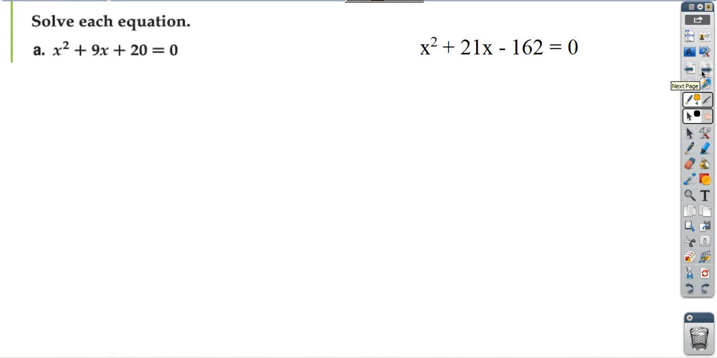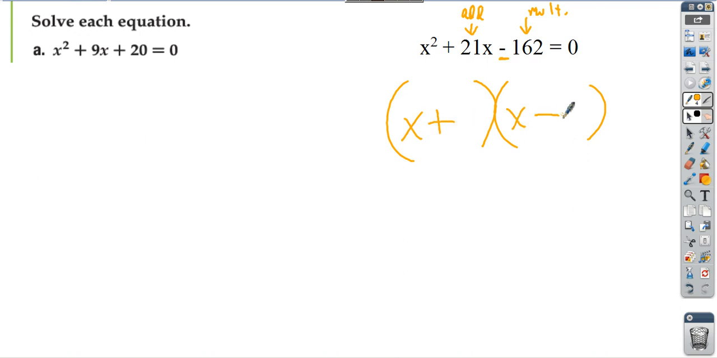Okay, we did a couple of those, so we'll skip that part. We'll do maybe the second one right here. So we want numbers that multiply to negative 162, and we want numbers that add to 21. Again, because this is negative, one will be positive, one will be negative. It's kind of hard to tell off the top of your head what multiplies to 162, so let's make a table right here. And we want them to add to 21.